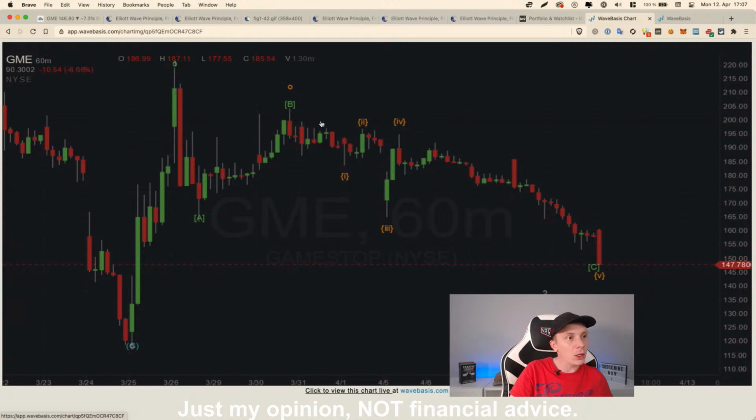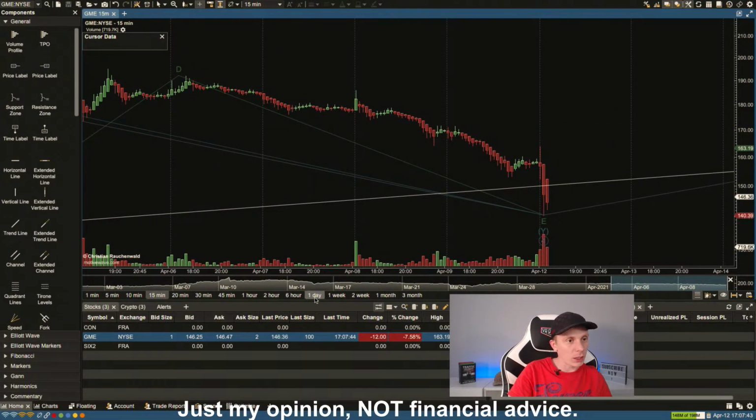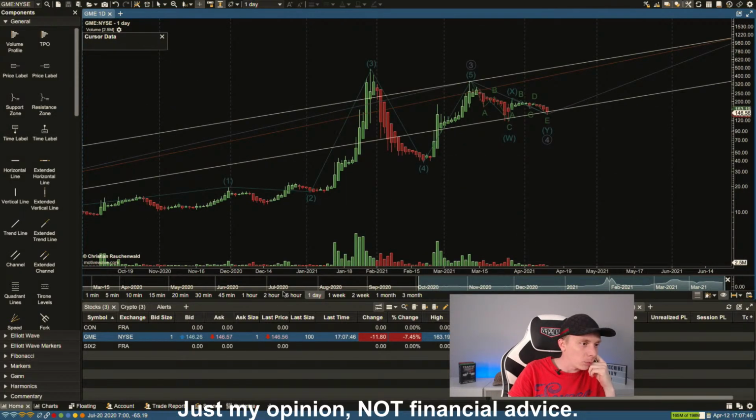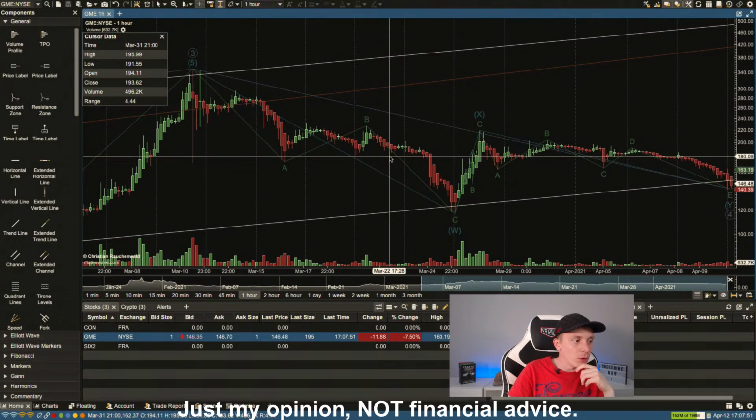All the waves here need to subdivide into zigzags. So this would need to be an A, B, C zigzag, this would need to be an A, B, C zigzag, this would need to be an A, B, C zigzag, this would need to be a zigzag, and that would also need to be a zigzag. And I think that's one of the mistakes that we might have made in the past, and that I definitely made in the past, that we didn't pay too close attention to the shape.